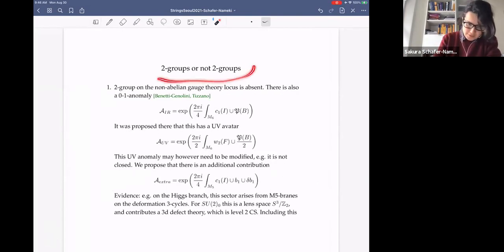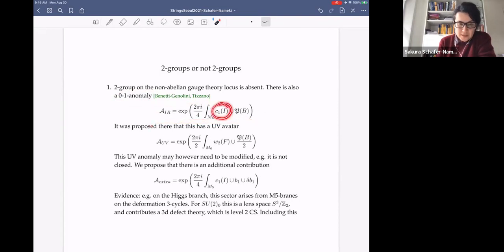So the question that arises here, and there's been some ongoing discussion about that, is: is there a two group or is there no two group? So what could be the potential counter argument? As I said, there's no two group on the non-abelian gauge theory locus. And in fact, there is a 0-1 anomaly that was proposed by Pietro and Luigi in their paper earlier this year, which says there's an anomaly between the U1 instanton, so that's the one that will enhance to the SU2 flavor in the UV, and the one form symmetry. So here, this is basically more or less B cup B.